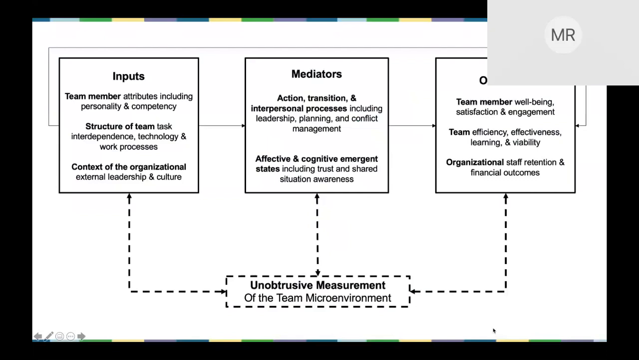There's all those types of things that you can measure, and some of those are measured through found data systems that are administrative data. Others are not. And the mediators are how we interact as a team together. So our action processes are how we execute a task, our transition processes are how we move from one task to another, and our personal processes are how we treat each other as individuals and manage conflict and those types of things.